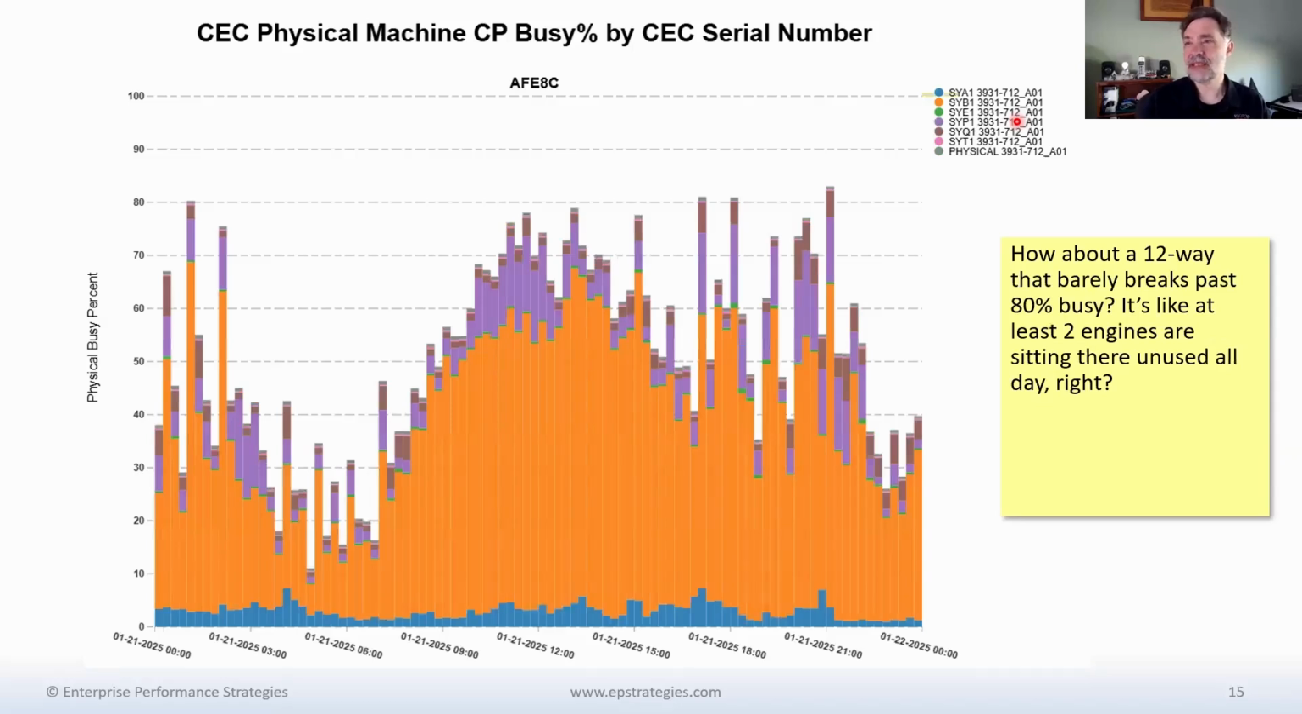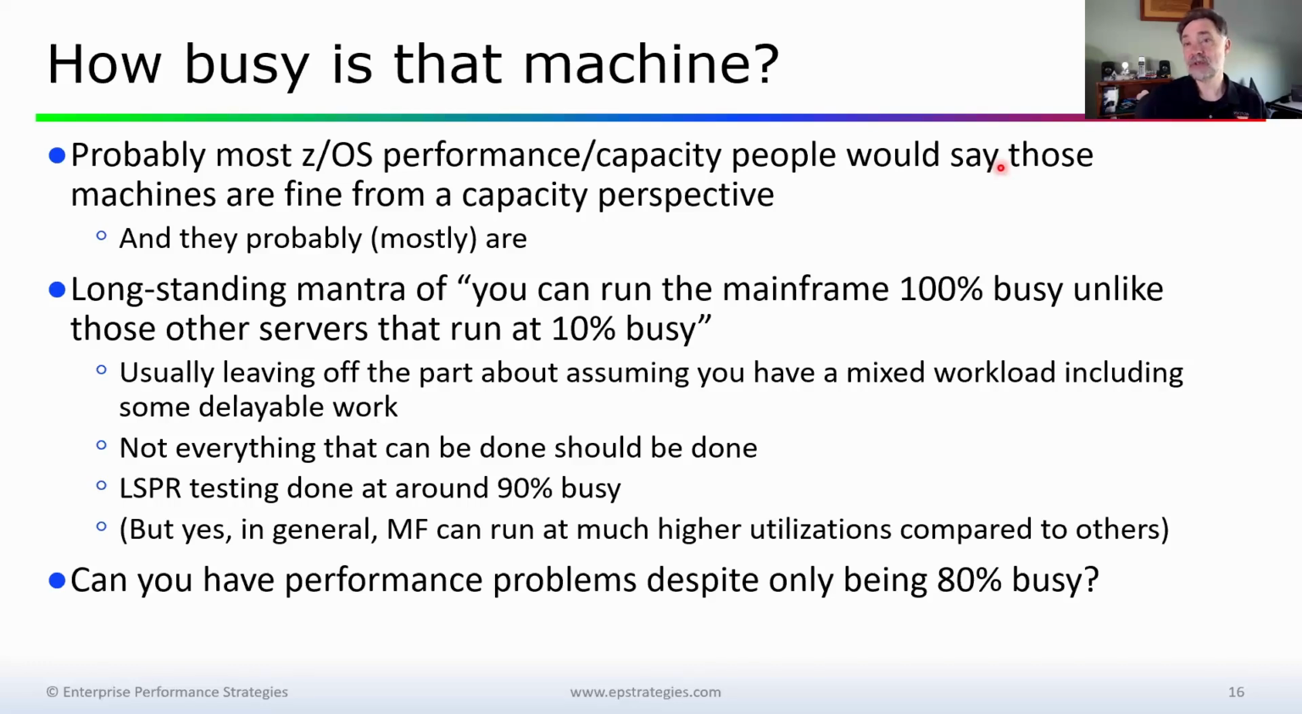And then if we look at this machine, it's a similar pattern. There are some more spikes of batch, but again, during the day they're peaking at less than 80% busy. In this case, it's a 712, so it's a 12-way machine. So there are at least 2 engines that are unbusy all day. Again, this seems like a pretty reasonable thing. So most z/OS performance and capacity people would probably say those machines are just fine from a capacity perspective. And probably they mostly are, right?